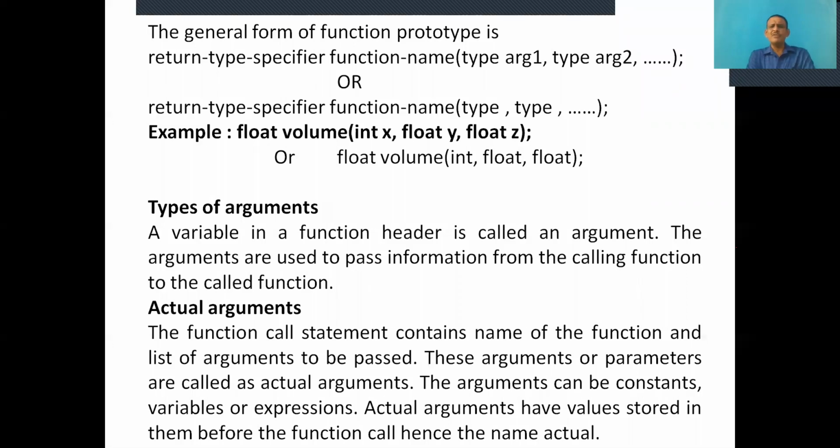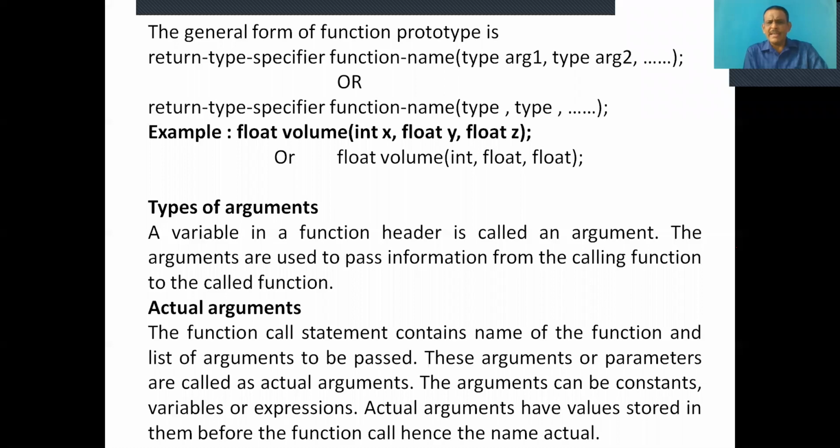The arguments are used to pass information from the calling function to the called function. Why are we using arguments in the function? We want to pass values. When a function call is made, we pass the arguments from the calling function to the called function. For that purpose, we need arguments in the function. Then there are different types of arguments. First, we start with actual arguments.